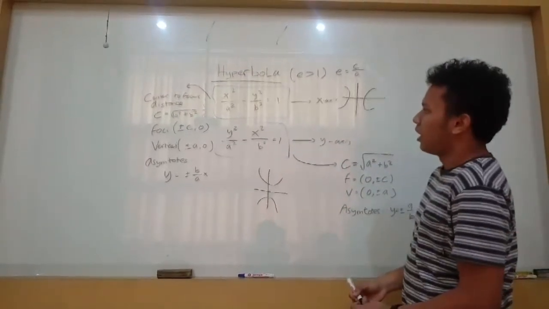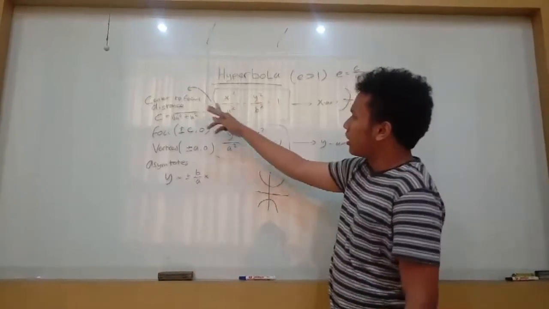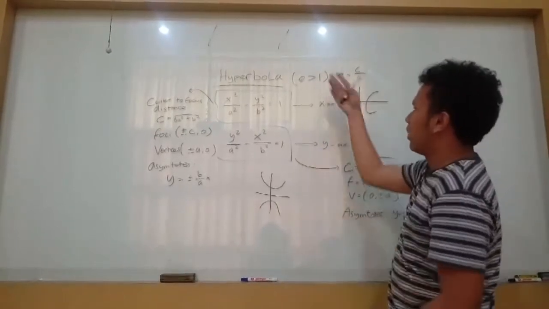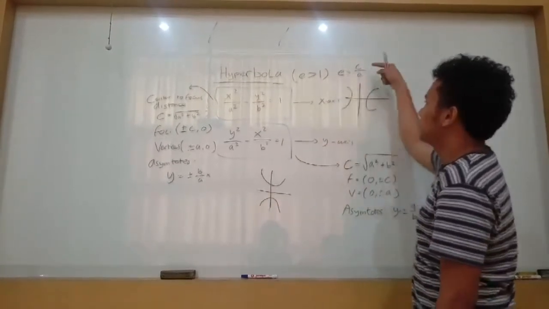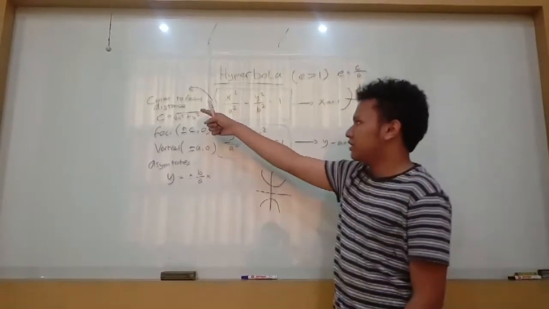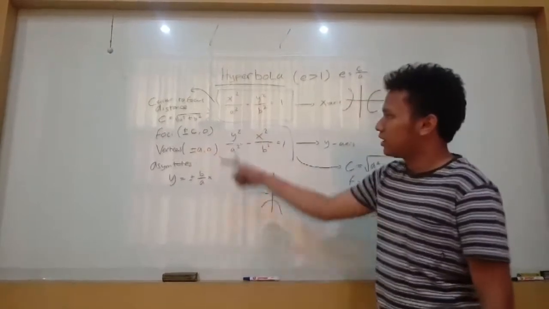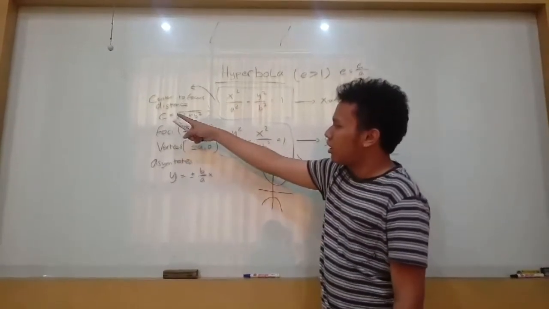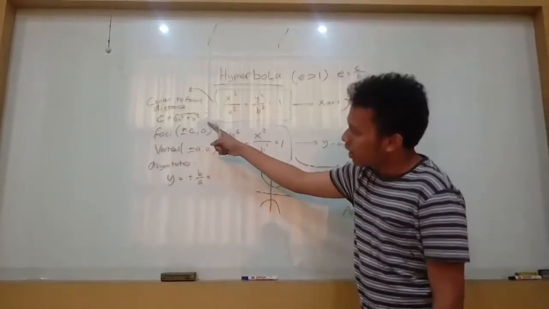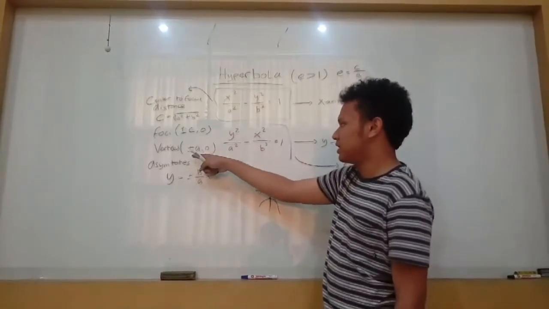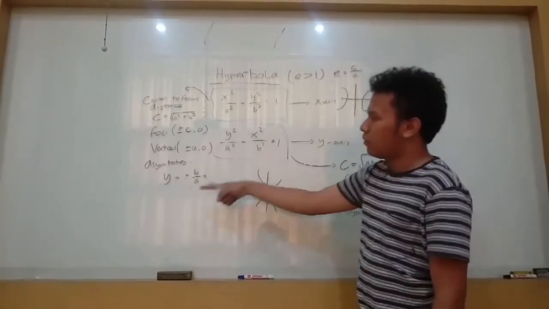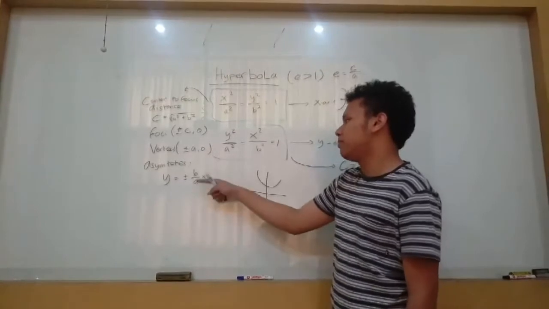And now, the e value of a hyperbola is bigger than 1. e is found by c divided by a. And how to find c and a? c is the center to focus distance. So the equation is c equals root of a squared plus b squared, and the focus is plus minus c, 0, and the vertices are plus minus a, 0. And the asymptotes of this formula are y equals plus minus b over a x.